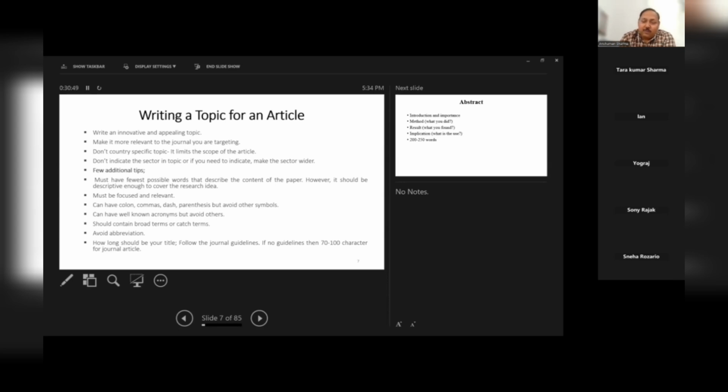So an innovative and appealing topic is advisable, but please understand that at the same time, it should be very relevant to your topic. It should be simple. It should be understandable. It should be between 8 to 15 words and all those kind of things.